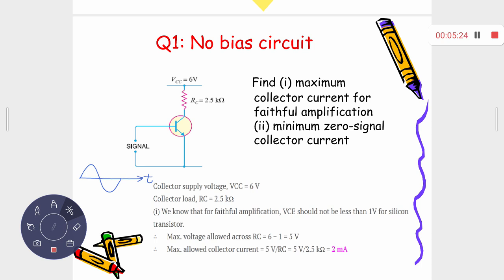Maximum collector current is 2 milliampere. You have already calculated it: 6 volt minus 1 volt, 5 volt, divided by 2.5 kilo ohms. So maximum collector current is 2 milliampere. Now, it's not specific, because there is no bias from here to here. It is expected that when the signal is present, that signal is able to drive the transistor into the active region. The signal must not ride on a zero DC level like this. It must ride on a non-zero DC level, like so.